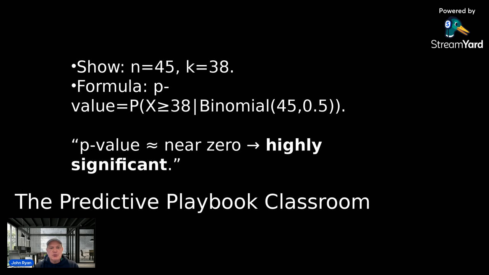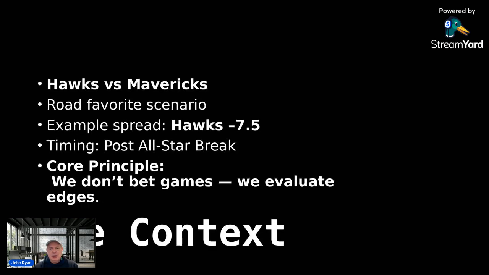So in our example, the matchup is the Hawks versus Mavericks. The Hawks are the road favorite and listed around minus 7.5 points currently. The game isn't the point, however. The point is how we evaluate whether a system has an edge. Is there an edge in this game or not? And regardless of just one single result, it spreads out over decades of results to come up with the correct, meaningful application.